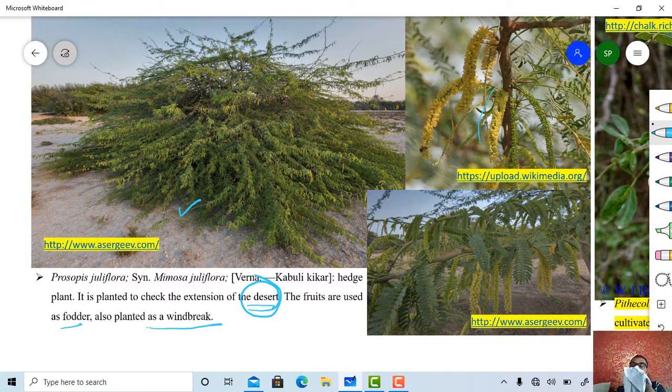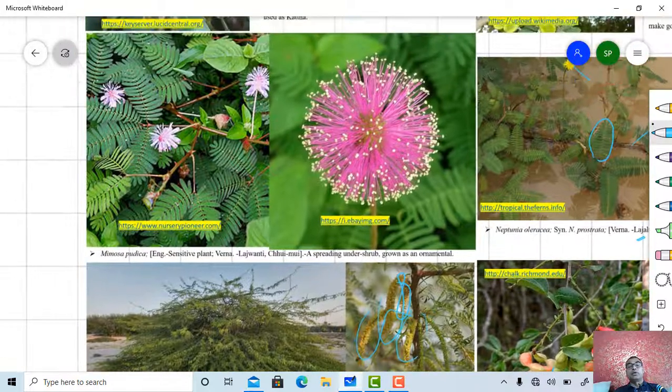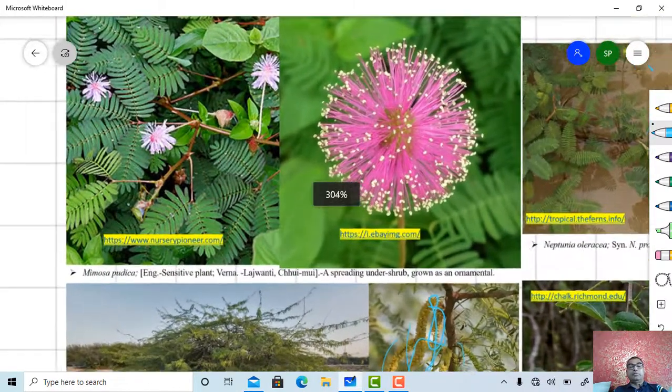These are the inflorescences. Just see what type of inflorescence is present here, and this is one of the twigs which clearly shows the presence of such a type of inflorescence. So this is a Prosopis juliflora. One more plant, a familiar plant.